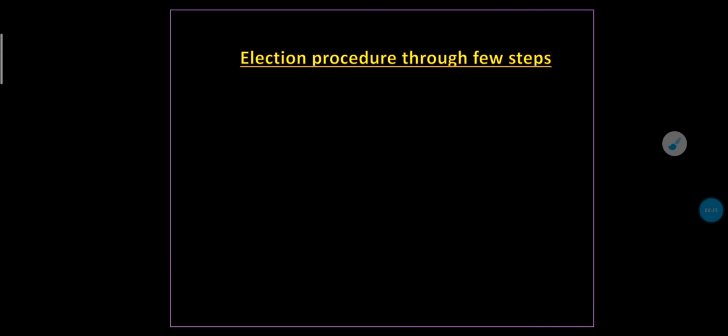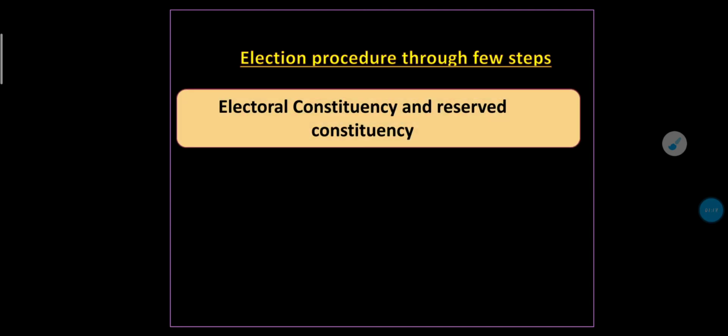First is election procedures through a few steps. You have to go through this module with 4 important steps, and within these 4 important steps, all the procedures of election conducted in our country are covered. The first one is electoral constituencies and reserved constituencies.